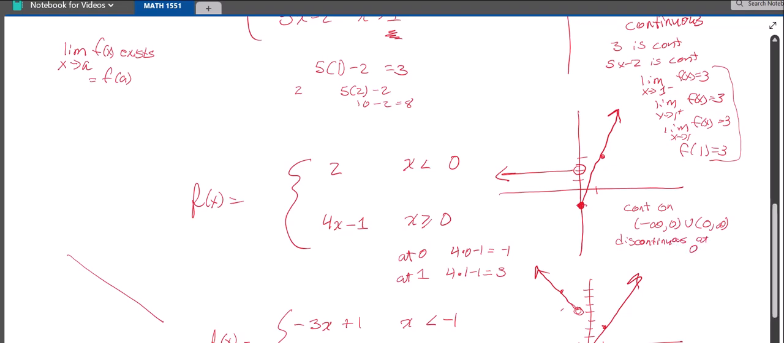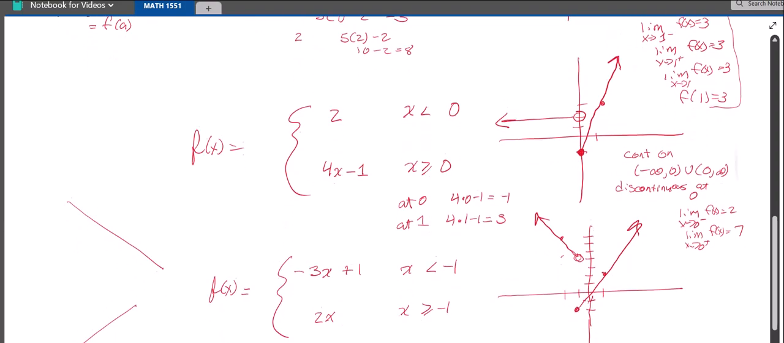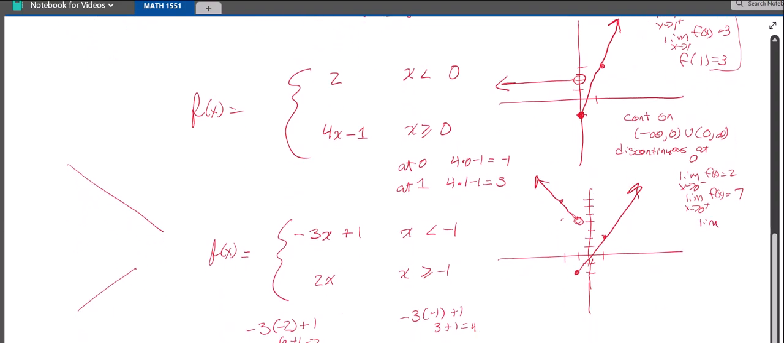discontinuous at 0. And the reason why is the limit as x approaches 0 from the left of f of x is 2, and the limit as x approaches 0 from the right of f of x is 7. And so the limit does not exist. So the limit as x approaches 0 of f of x does not exist, and a function cannot be continuous if the limit does not exist. The same is going to be true for this one.